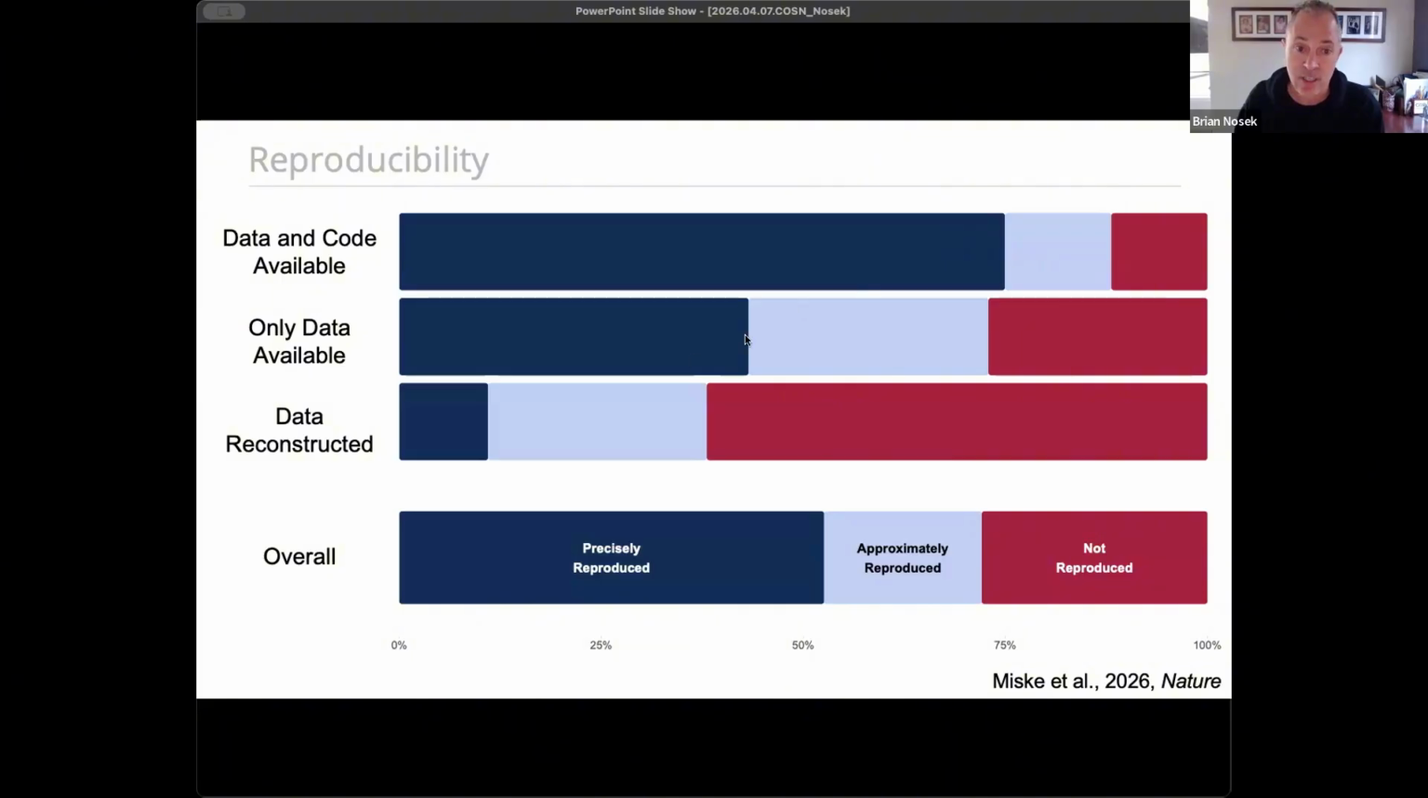In dark blue is the proportion of those studies where we were able to precisely reproduce the findings. And you can see a strong relationship between what information we had available and whether we were able to reproduce those findings. So if we had the data and the code, 75% of the time we successfully reproduced the findings, and we approximately reproduced almost 90%. If we had to reconstruct the data ourselves and reconstruct the analysis based on just reading the paper, we succeeded very infrequently. And across all of these combined is our overall reproducibility rate.